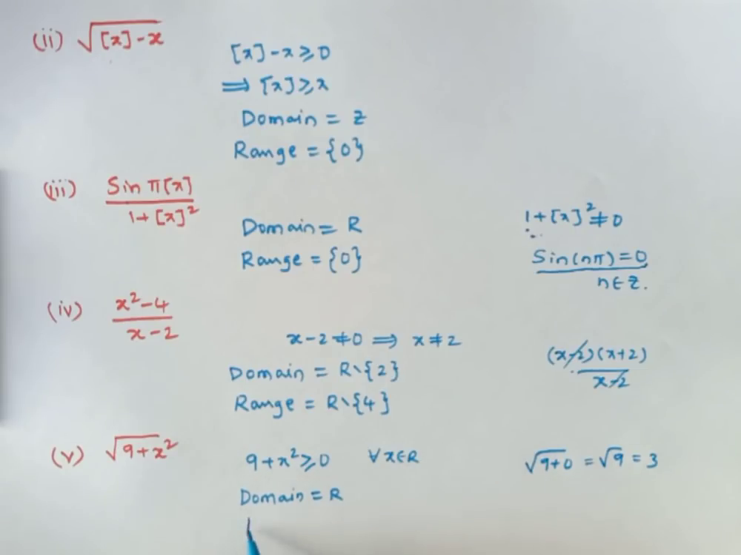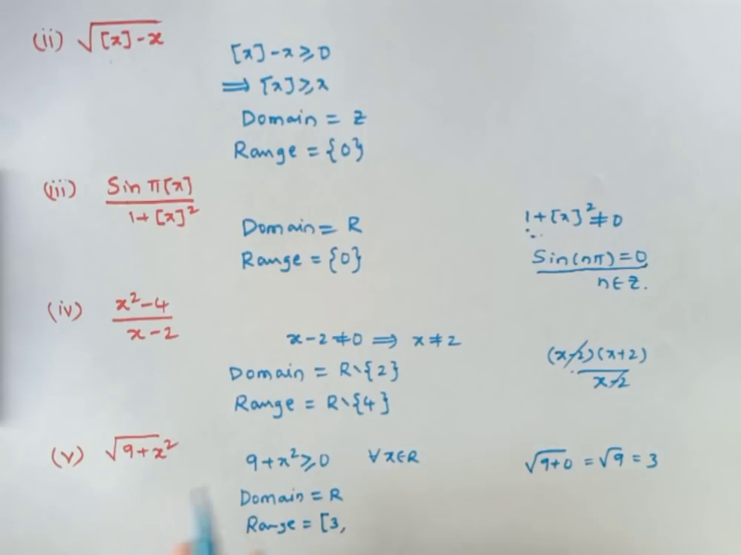So here the range starts with 3 only. Is there a chance of it being 2? No. For it to be 2, 9 plus x square would have to be 4, and there is no chance of that. Whatever x is, negative or positive, this entire thing is more than 9. Therefore it starts with 3 only.